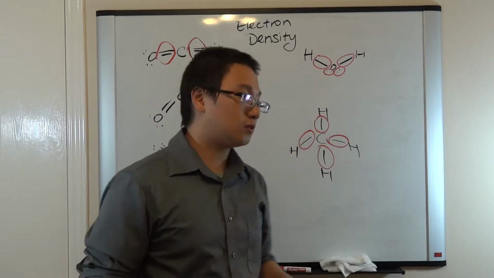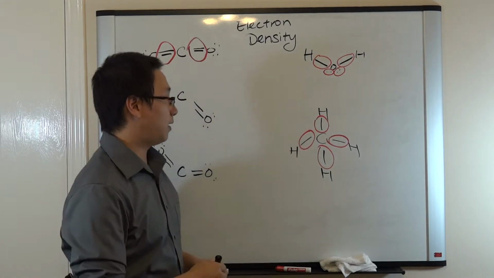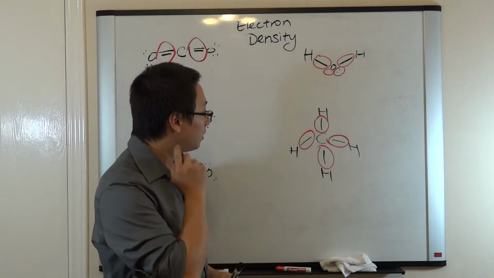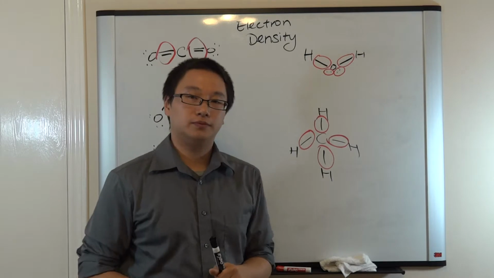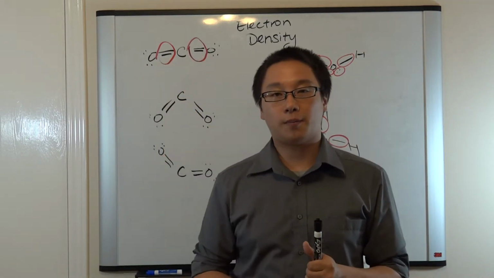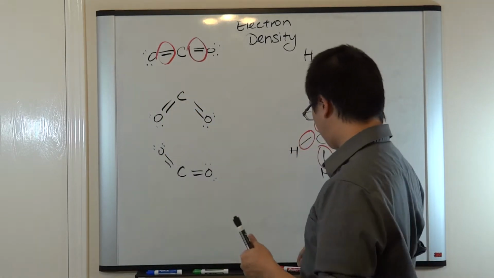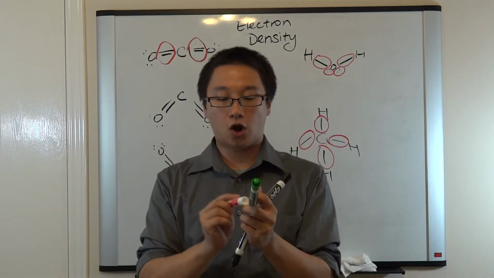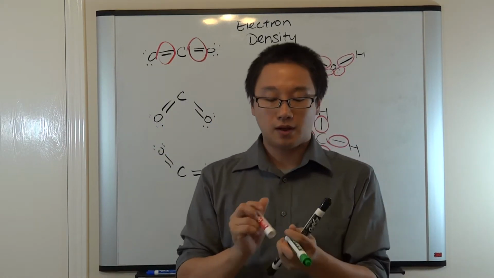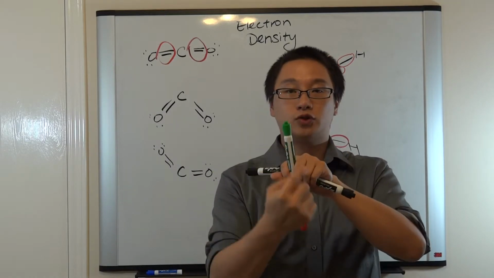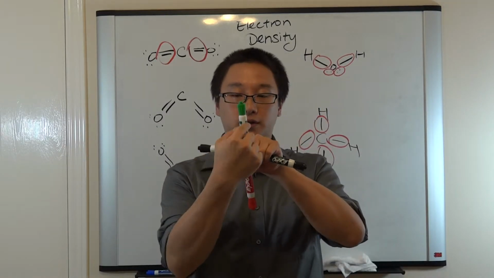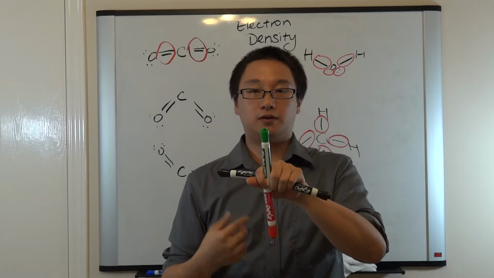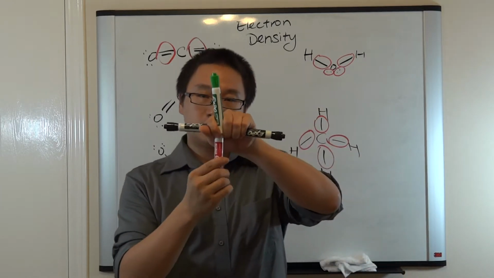Now, let's consider the methane example. So 4 bonds around the carbon. Therefore, let's get 4 markers. Forgive me that I have different colors, but let's just treat them all the same. The caps are my hydrogen atoms, and the marker itself, the stem, is the single bond. So now you would consider this.